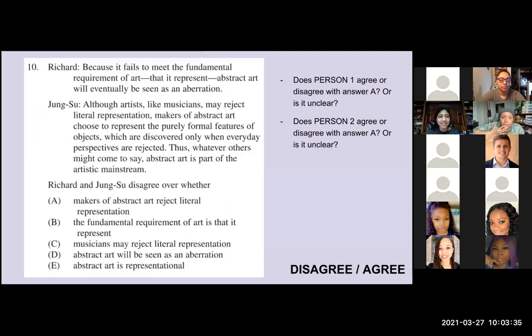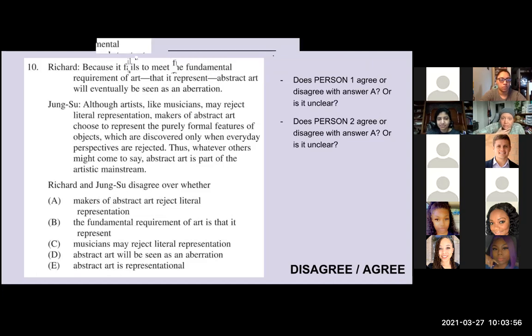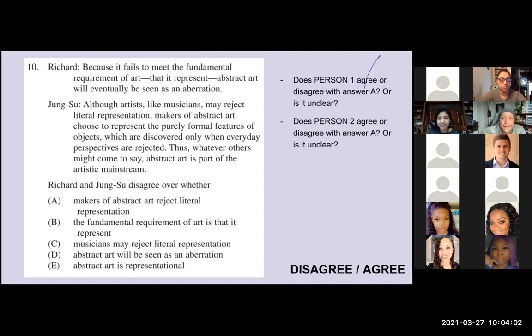Next question. Okay. Would anyone like to read Richard? I'll read it. Because it fails to meet the fundamental requirements of art, that it present, abstract art will eventually be seen as an aberration. Okay. So do you guys think there's a conditional statement in there? If present or something, that it present. No. Okay. I thought it said if.